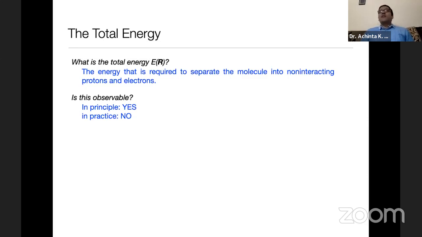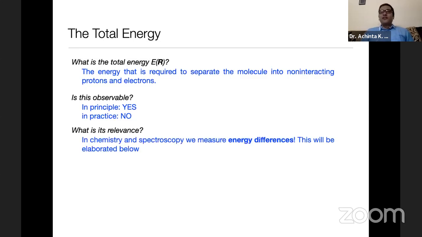The question is, can you observe energy? In principle, yes, but in practice, no, you cannot measure the total energy. What you can measure in chemistry, as well as in every science, is the difference of energy. Be it a thermodynamic property, enthalpy, entropy, or spectroscopic properties, it is an energy difference, like excitation energy. Then what is the relevance? Because we can calculate the energy difference, we can get spectra. That's why it's so important.